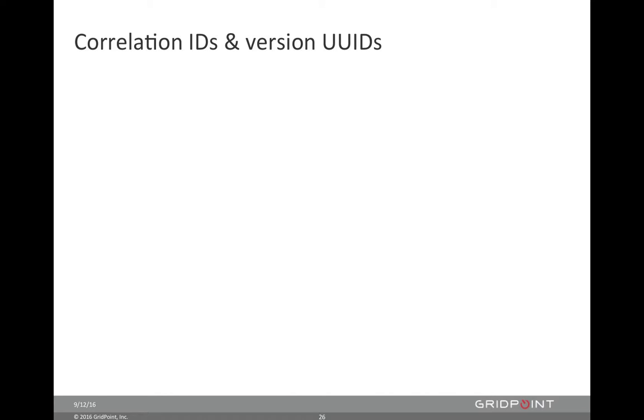A well-established technique with web services and messaging systems and logging is to introduce a correlation ID so you can tie together different messages and rows to a single event. And often this is done using a UUID, a universally unique identifier that looks like an example there.